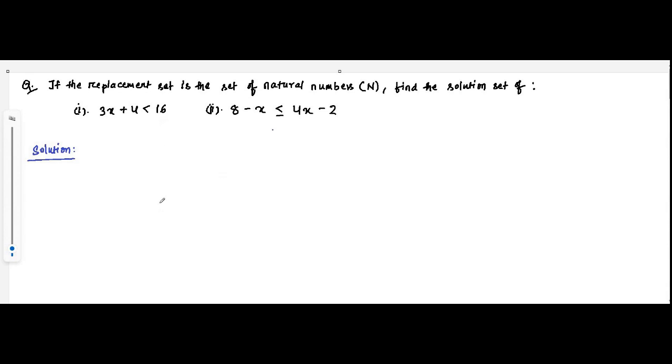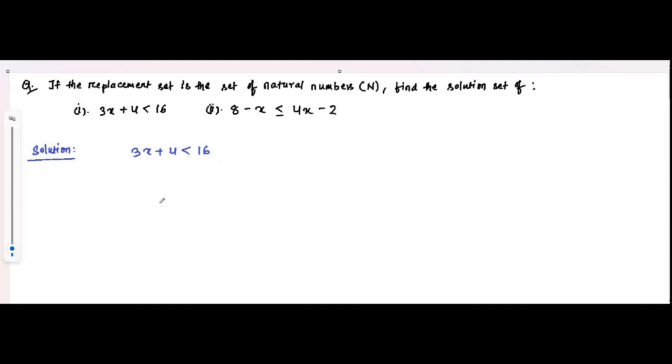First inequation in one variable is 3x plus 4 is lesser than 16, and the second inequation is 8 minus x is lesser than or equal to 4x minus 2. Here we will apply the rules that we have studied and try to solve these inequations in one variable. So first one is 3x plus 4 is lesser than 16.